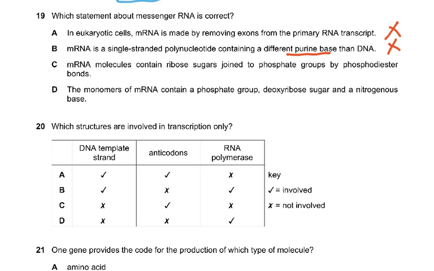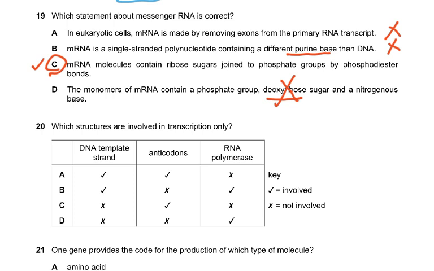mRNA molecules contain ribose sugar joined to phosphate groups by phosphodiester bonds. Yes, so C is correct. But why is D wrong? The monomers of mRNA contain a phosphate group and deoxyribose. This is rubbish. RNA does not contain deoxyribose. DNA contains deoxyribose, mRNA, RNA, ribose.